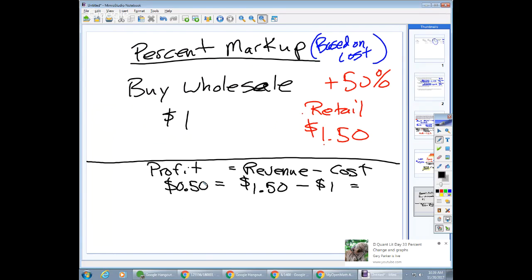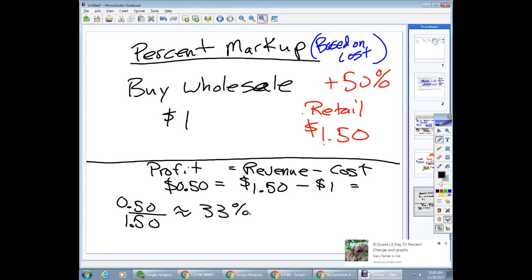So let's compare the 50% to our revenue, though. So 50 cents divided by $1.50. What about your calculators? What is that? As a percentage. 0.33. Yeah, 0.33. So we'll go 33% about. So it's about 33%. It's 1/3.